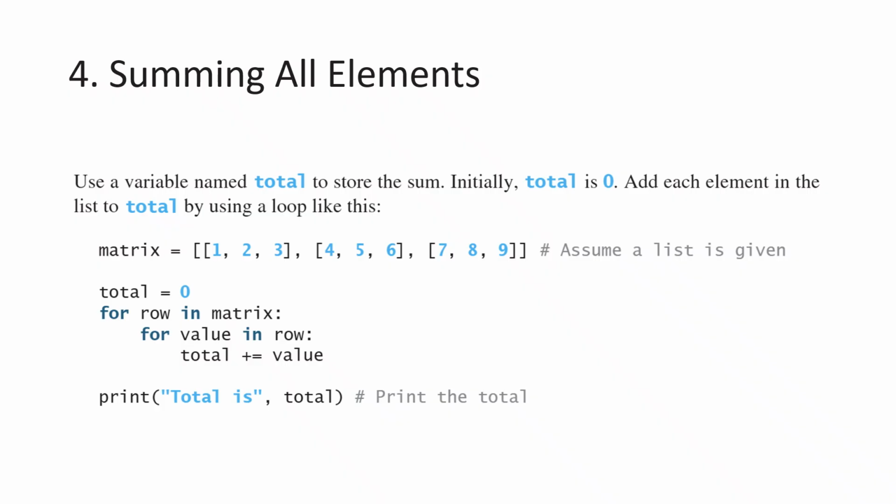Summing all elements. Use a variable named total to store the sum. Initially total is 0. Add each element in the list to total by using a loop like this. matrix = a list of elements, total = 0. for row in matrix: for value in row: total = total + value. print(total).